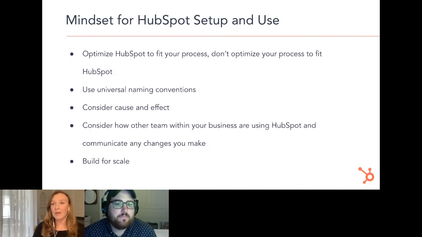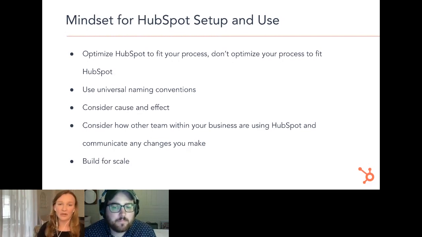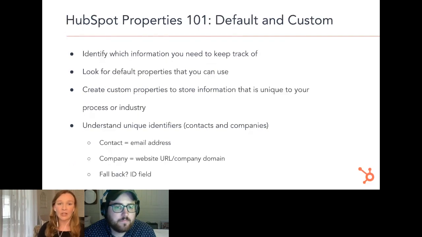So we're going to start by jumping right into the HubSpot properties. Really talking about the differences between some of those default properties that exist for your different objects, like your contacts, your companies, and your deals, and then the opportunity for custom properties as well.